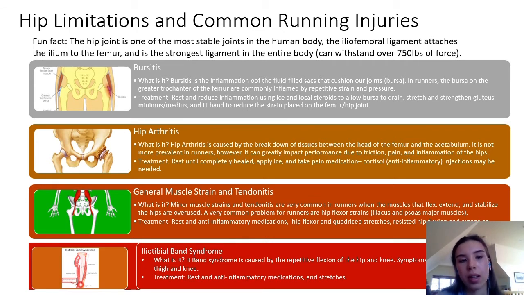So the first is bursitis. And so what is it? Bursitis is the inflammation of the fluid-filled sacs that cushion our joints. In runners, the bursa on the greater trochanter of the femur are commonly inflamed by repetitive strain and pressure.